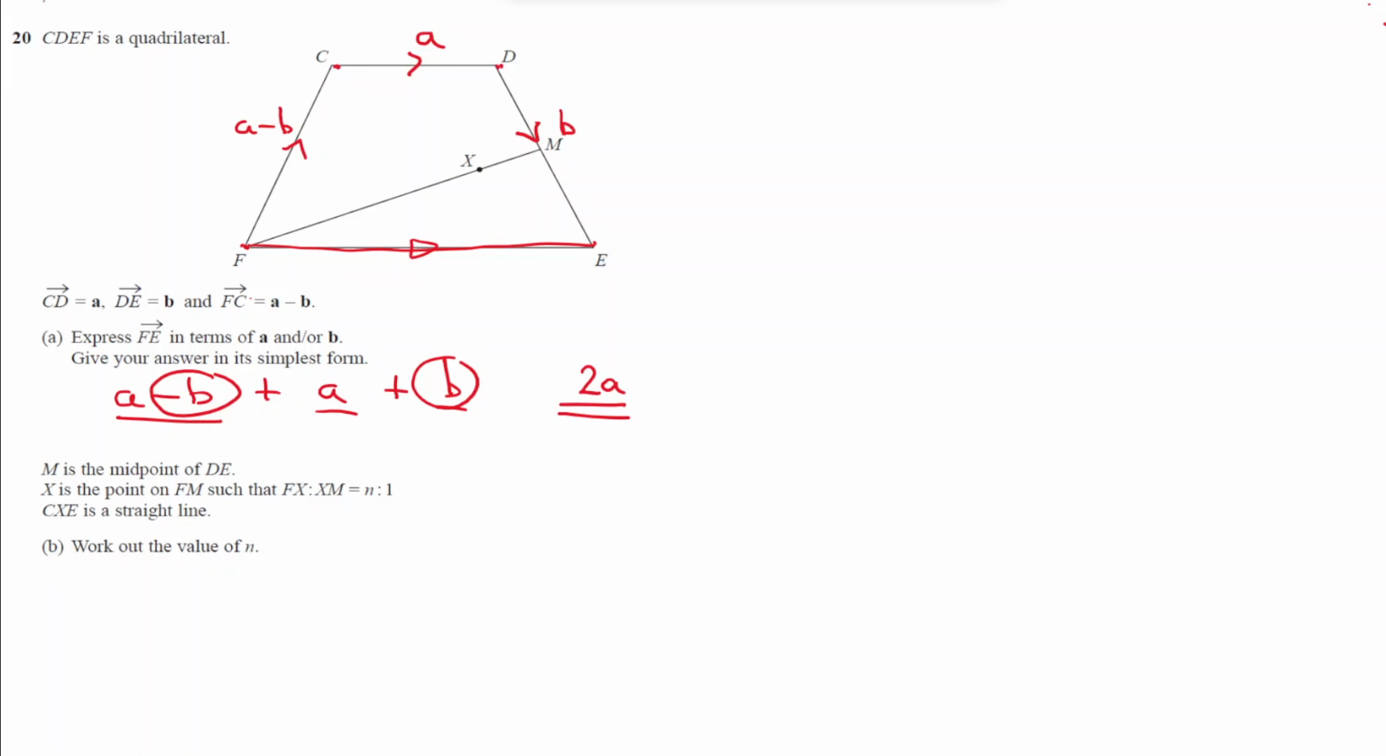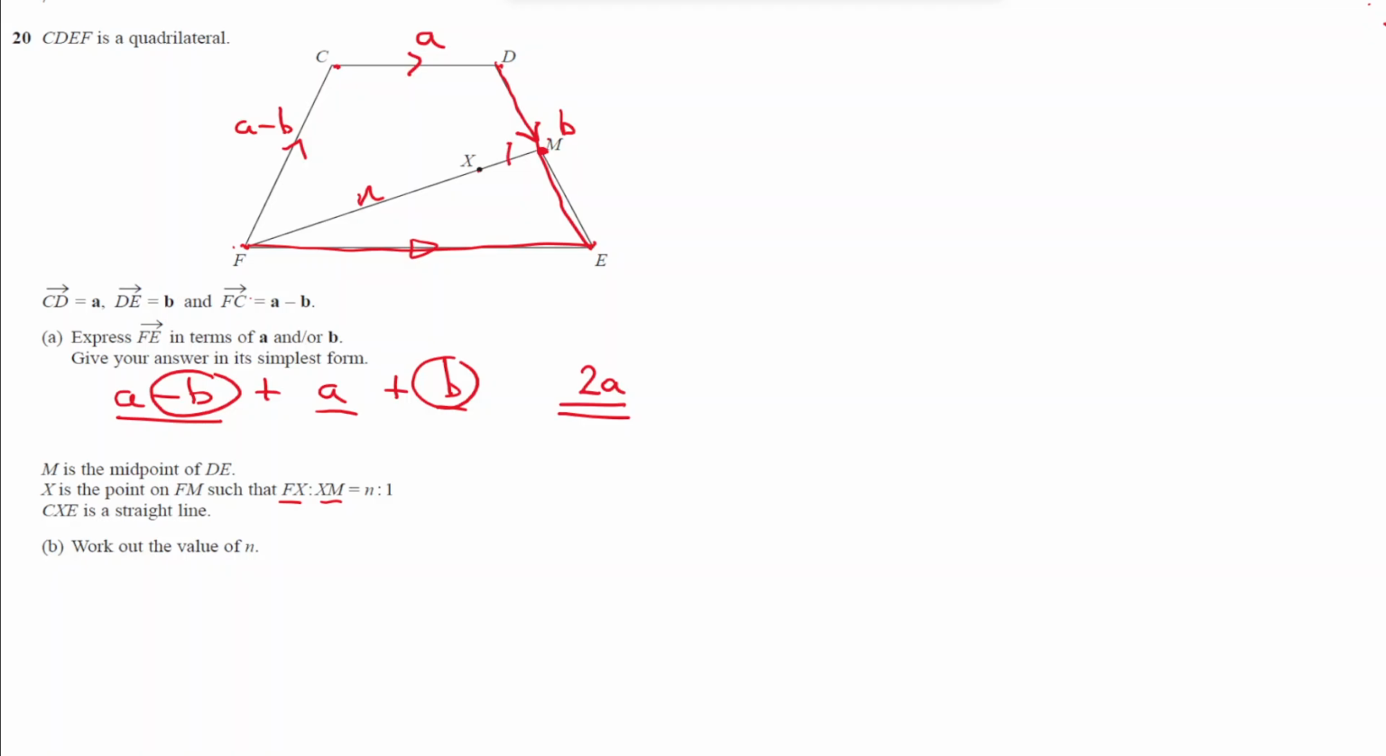So very straightforward. However, the next part is where life gets significantly more tricky. Work out the value of n for this arrangement here. So we've got M is the midpoint of DE. So DE has this midpoint M. X is a point on the line FM such that it divides it into two parts, FX and XM, and it's given as a ratio. FX to XM is given as n parts to one part.